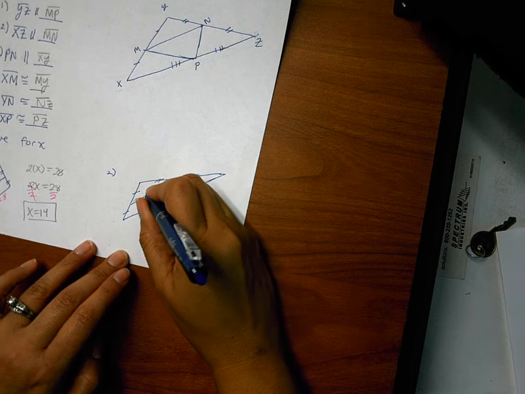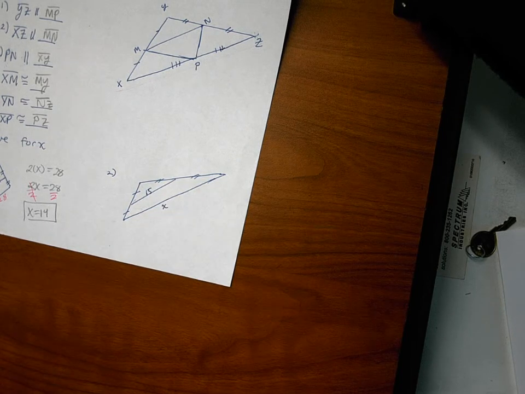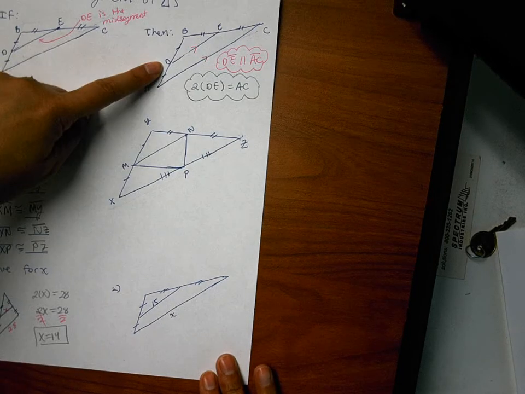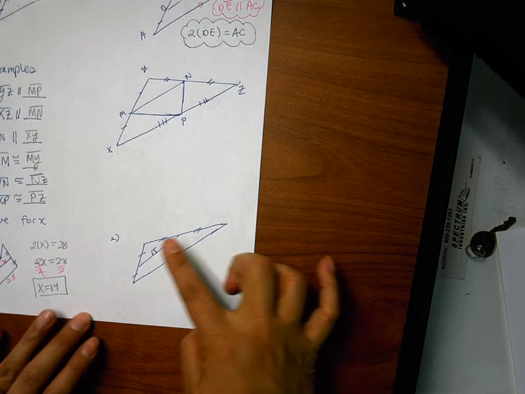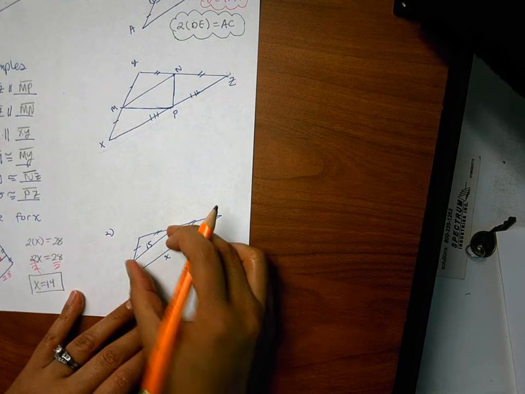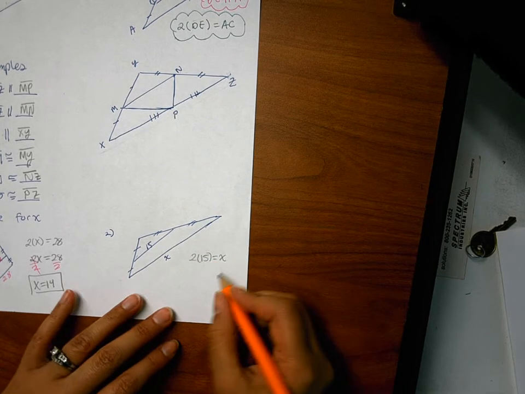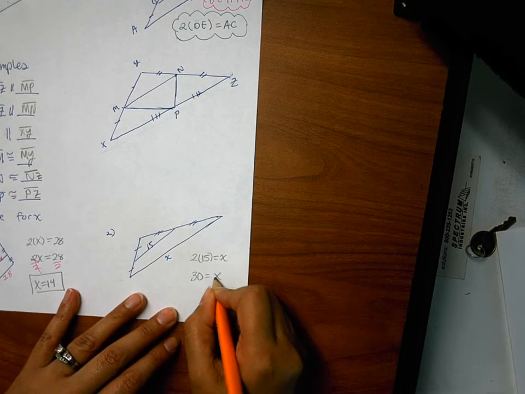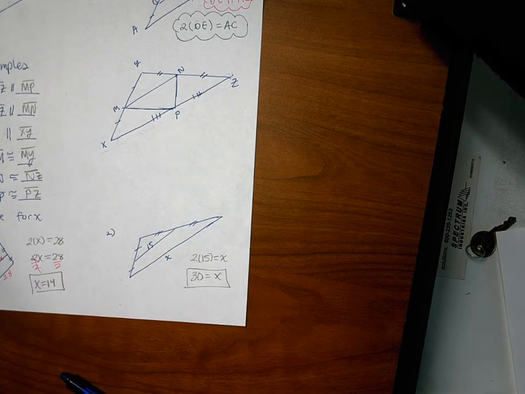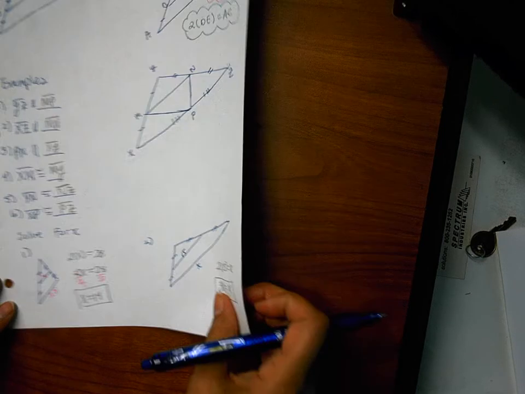So I'm going to give you this is 15, and this is X. Now remember, you don't always double the X like we did over here. You always double the mid-segment. Which one's the mid-segment in this picture? The 15, the smaller one, smaller in size. So 2 times 15 equals X. 2 times 15 is 30. 30 equals X. There's nothing to divide or move around. X is 30. You're done with that problem. Okay, number 3.